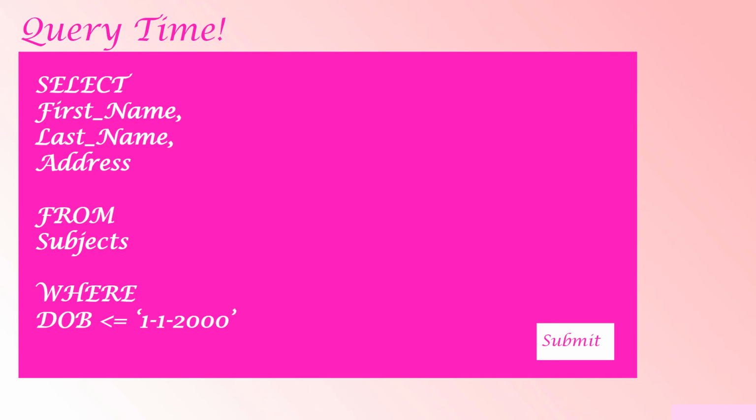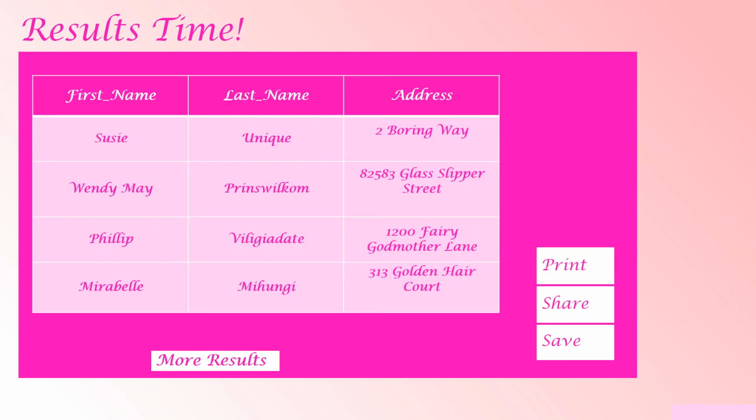So your query could look something like this. Select first name, last name, address from subjects where DOB is less than or equal to 1/1/2000. Because DOB is stored as a date data type, we need to put quotes around the date. And your result set would look something like this, bringing back subjects that are 18 or over on the party date. Could you write this query with the less than operator instead of the less than or equal to operator? Spend some time and give it a try if you want. If not, we can continue on.